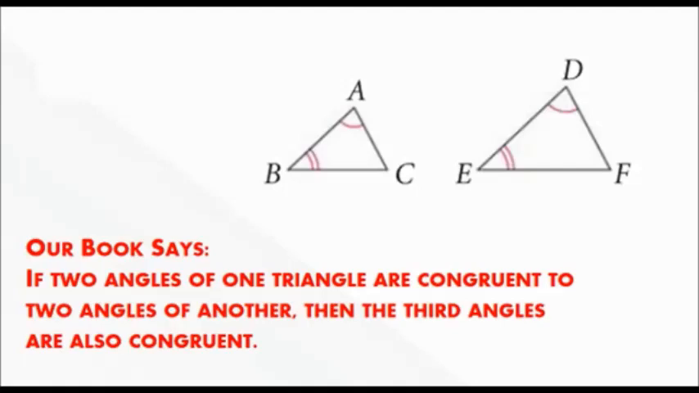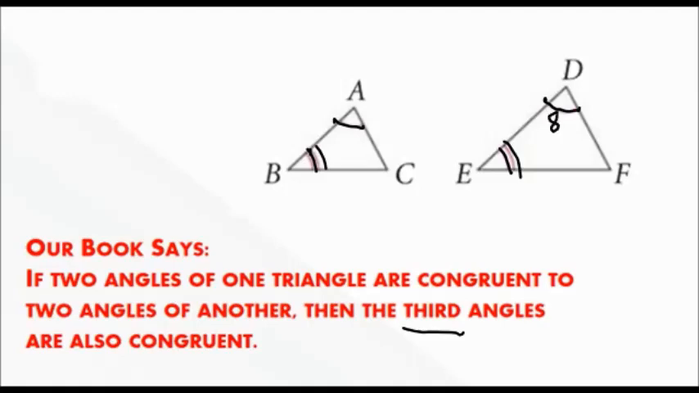Okay, and we've got one more, and then we're going to cut it short for today. So this is just a theorem that's in our book, and all it says is if you have two angles of one triangle congruent to two angles of another, then automatically the third angles will also be congruent. Now let's take a minute and think about why that is.